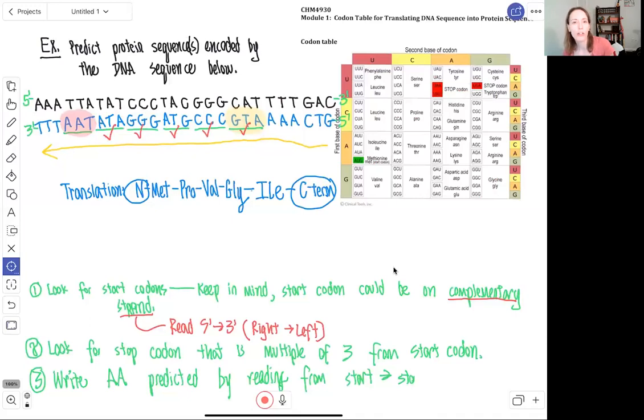So keep these pointers in mind as you're looking for codons and looking specifically for what amino acid sequence those codons will encode. You have to find a start codon and a stop codon that are a multiple of 3 from one another. And those start codons and stop codons can be found on either the top strand as listed, or you may have to provide the complementary strand. And if you do, you have to read that complementary strand from right to left in order to find that complete coding sequence.